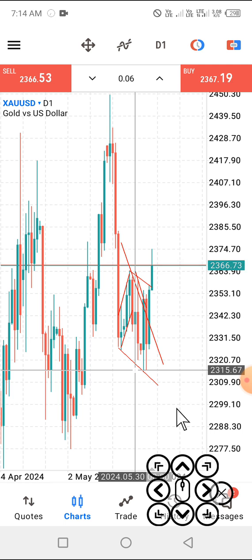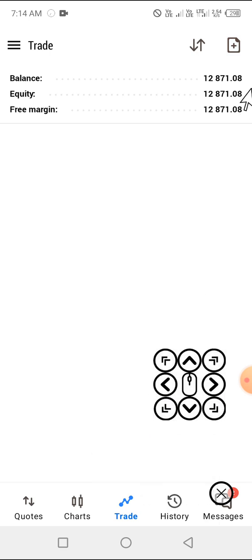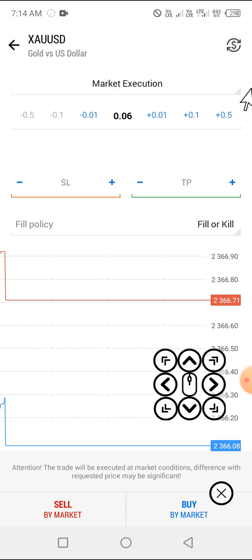Let me say I want to buy at 23.15. So I'm going to come to where they say trade, then click on this new order. Once I click on this new order, it will open. Then I'm going to click on market execution.